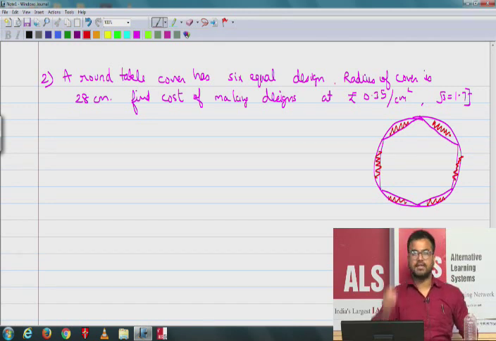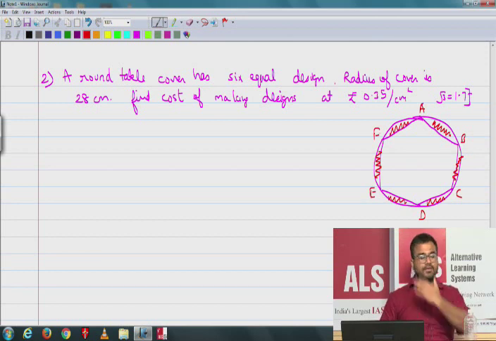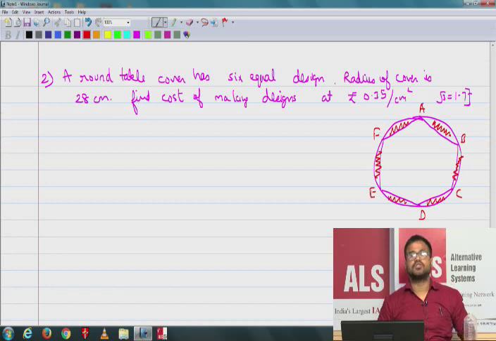It means the shape which you can see inside the circle is nothing but a hexagon. Like A, B, C, D, E, F. So A, B, C, D, E, F, this is a hexagon. So you have to figure out what is the cost of making these designs at the rate of rupees 0.35 per centimeter square. So first of all, you have to find the area for this shaded region, and after getting the area, to get the cost, just multiply the area with the cost.